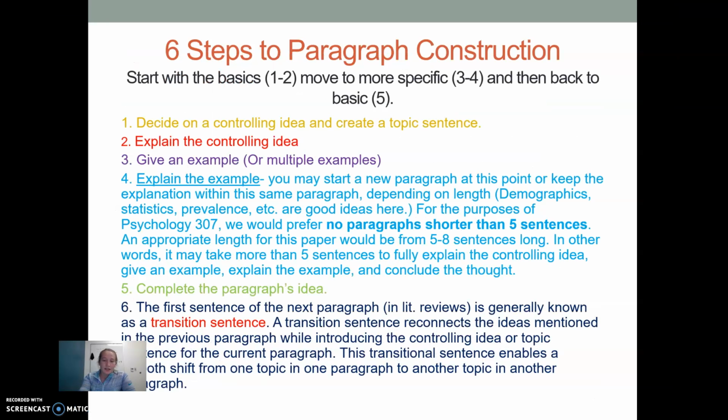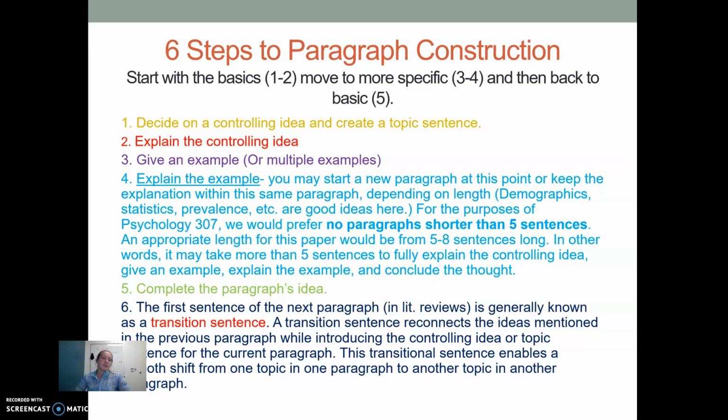So this slide right here is going to be your key to success in this class. I promise you, if you follow this with every paragraph, you will write a good paper. This is something that Brother Hill showed to us in my class, and it is something that I've used in every paper since. So there are 6 steps to paragraph construction. The first is to start with the basics, then move to more specific, and then go back to basic. This doesn't mean you're changing ideas; it means that you're just clarifying. I'm going to pull up my paper in a little bit after we go over these steps, and I'll show you an example.